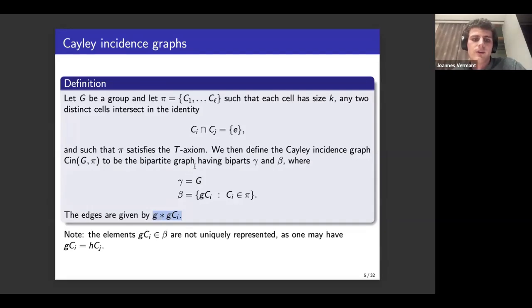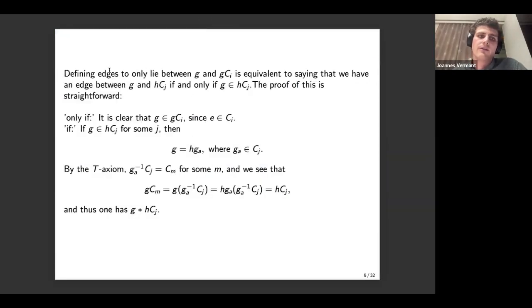There is an equivalent way to describe these edges. Another way to say it is that we have an edge between a g and g times Ci if and only if the element g is contained in this translated cell h times Cj.